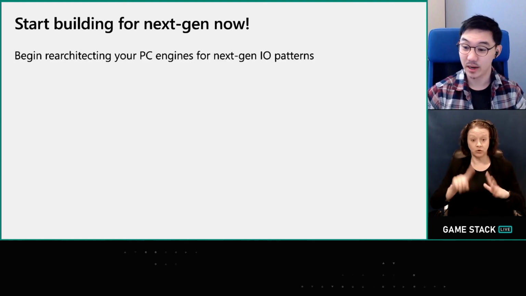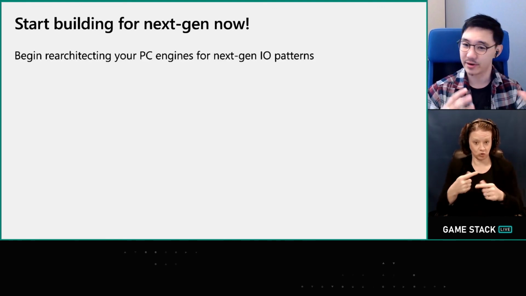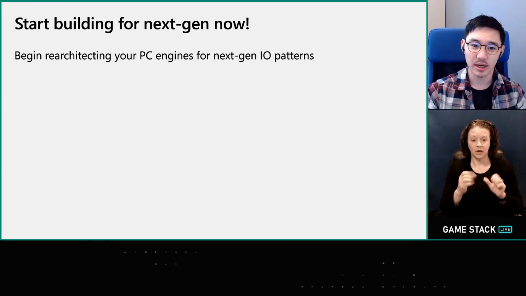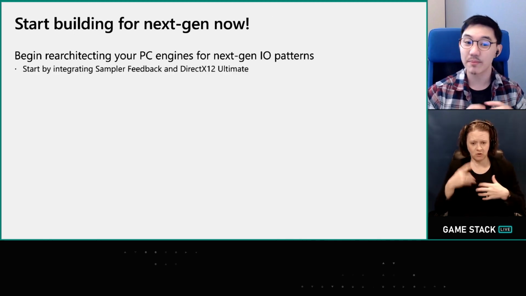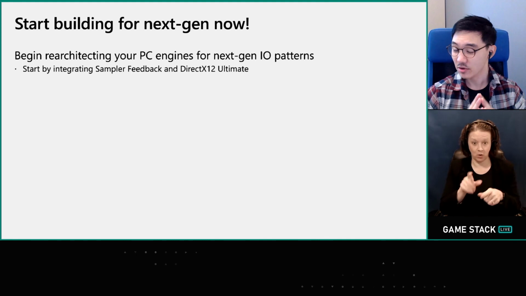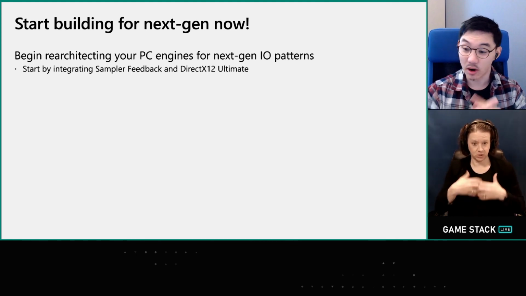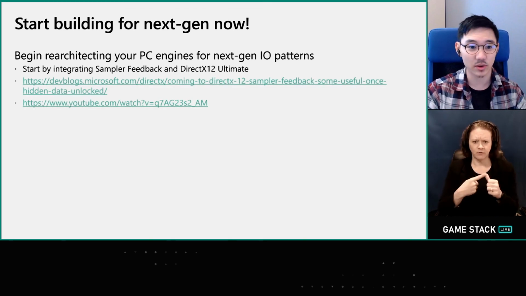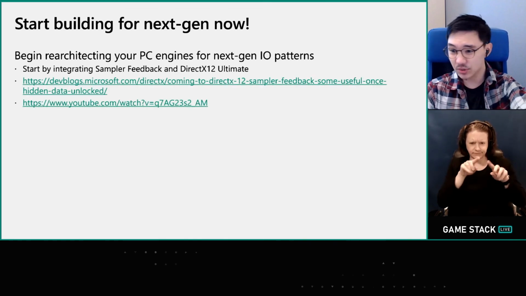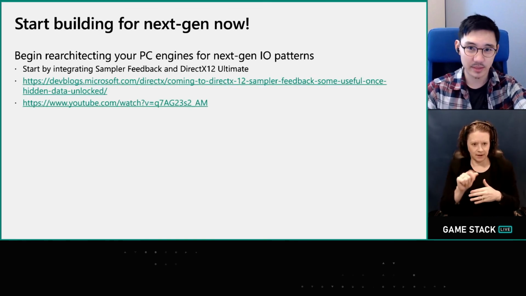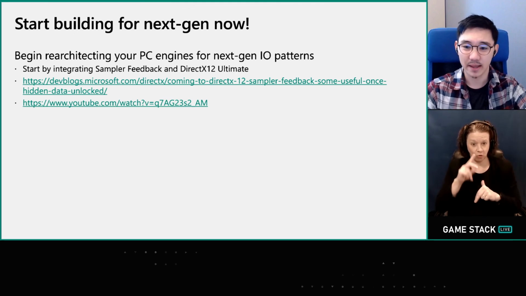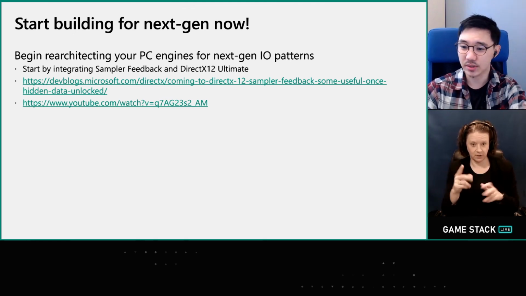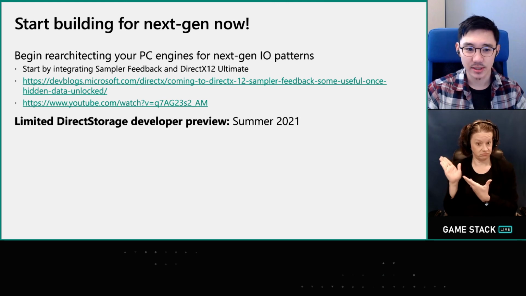You should start re-architecting your engines for this kind of very granular and parallel workload, your PC engines. And you can start by integrating sampler feedback, right? First thing you want to do is make sure that you are selective about that data. And then you also want to build for DirectX 12 Ultimate. Here are two links that you can use. This describes sampler feedback, how you can use it. And that's a very important step to getting to a DirectStorage ready engine.